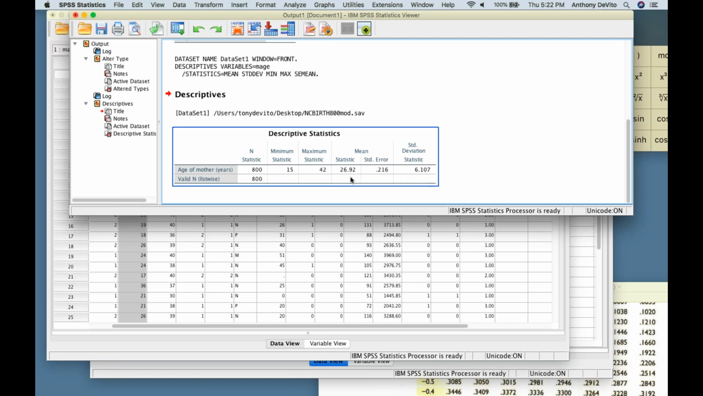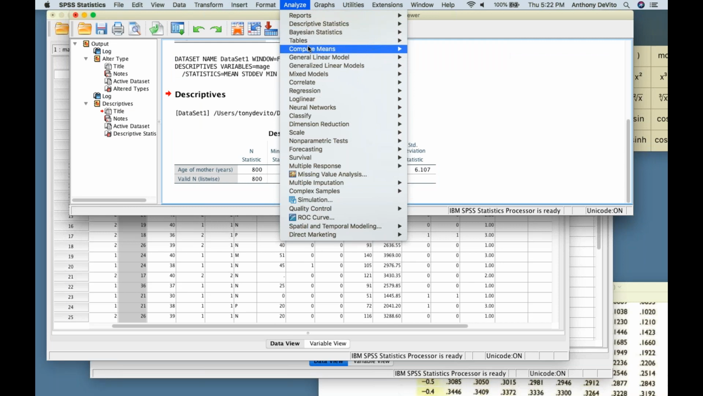Okay, are they different enough for me to say that they're really different based on this sample? So I'm going to go up here to analyze, and go to compare means. That's what we're doing: comparing the means of one population and another. And we have a number of different things we could do.